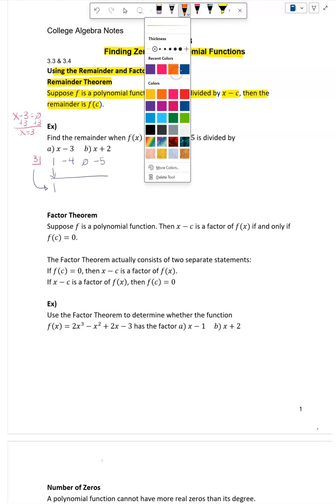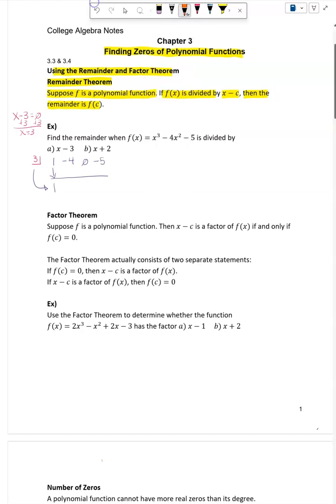Now, above the line, it's always addition. Below the line is always multiplication. So we're going to take 3 times 1. That's going to give us 3. Negative 4 plus 3 gives us a negative 1. Now, 3 times the negative 1 gives us a negative 3. So we're going to bring our negative 3 down. 3 times the negative 3 gives us a negative 9. This is the last number that there is, so we always make a line here because this is our remainder. Negative 9 plus a negative 5 is a negative 14.